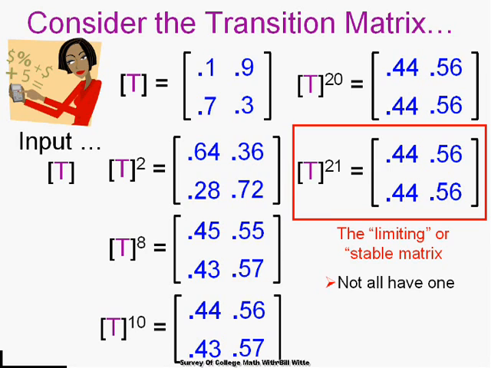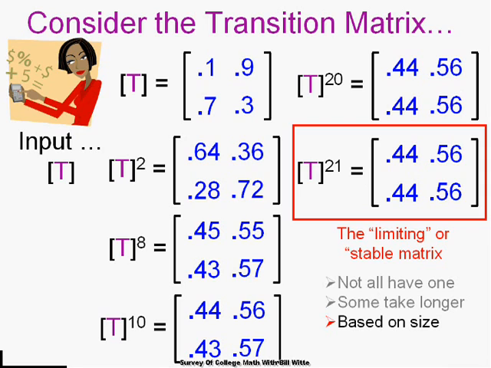Now, not all matrices have what you call a stable or limiting matrix. Some take longer. Some take to the 20th. Some take to the 100th. Some take only to the 10th. You won't know. Well, you can always go too far, though. You can just keep going higher until it becomes stable. Just raise it to a higher power.